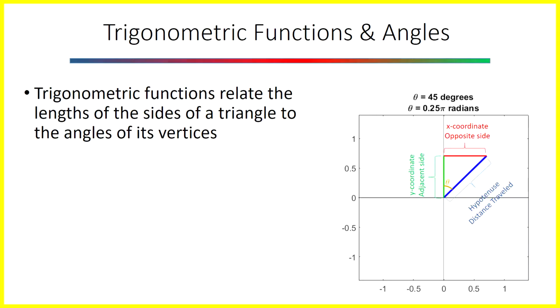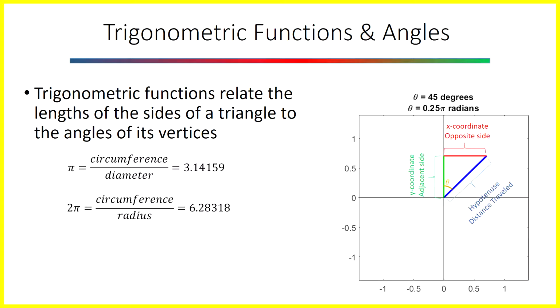And real quickly, while we're talking about this angle, I'd like to make sure everyone remembers the relationship between radians and degrees. Pi is equal to the ratio of a circle's circumference to its diameter. 2 pi is also equal to the circumference divided by the radius. When we talk about angles in radians, we use pi. This is similar to talking about angles in degrees. There's a direct relationship between pi and degrees. 2 pi is equal to 360 degrees. This means that 90 degrees is equal to pi over 2, and 180 degrees is equal to pi.